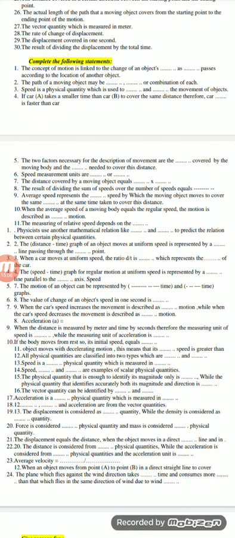Number 12. The physicists use other mathematical relations like tables and graphs. The scientists or physicists use other mathematical relations like tables and graphs to predict the relation between certain physical quantities.